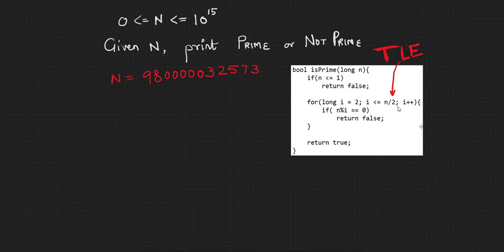The question is, can we reduce this right bound? Can we do fewer divisions? Can we run this loop fewer times in order to optimize our logic? Now, if you want to see that, let's take one example. Let's say n is 105. We want to tell whether 105 is prime or not.